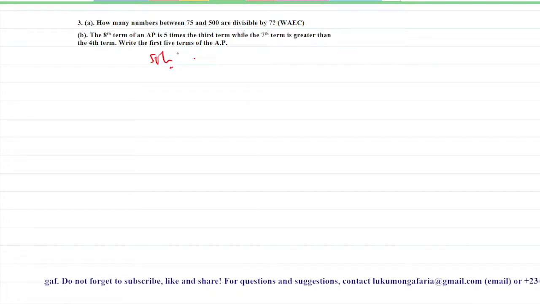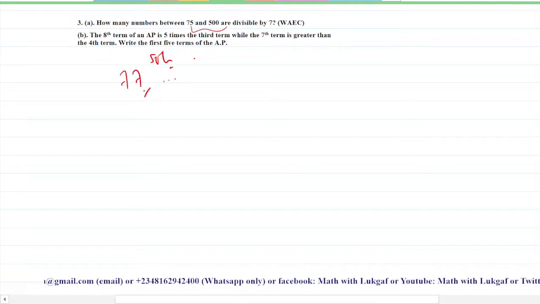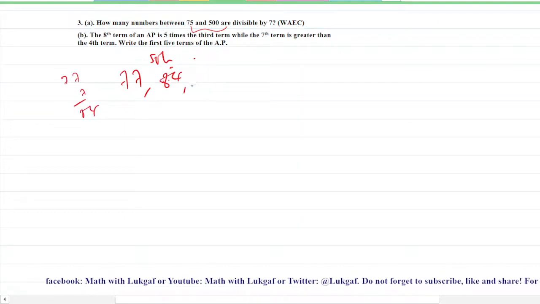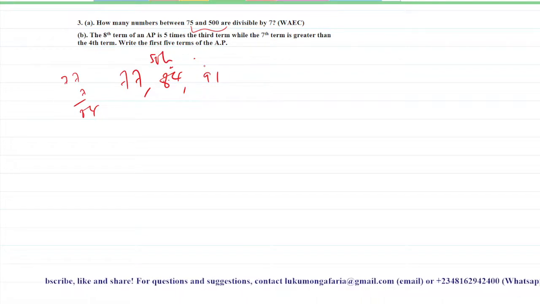If you check this range now, what is the first number that will be divisible by 7 between 75 and 500? You know that is 77. The next one will be what? That is when you have 77 plus 7, that is 84. The next one will be what? When you still add it, that's 91, right? So 91. Yeah, I think I'm correct now. So what is 77 times 3?